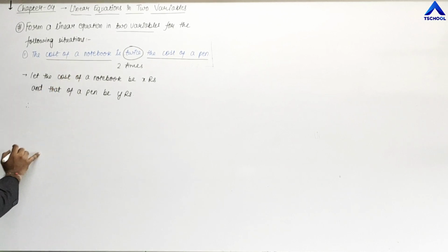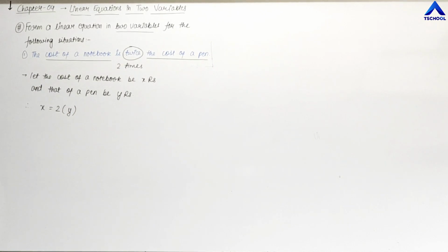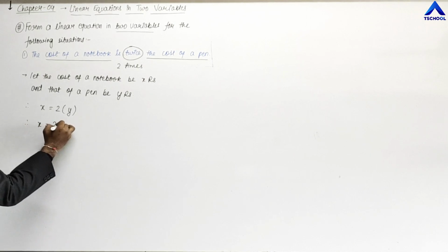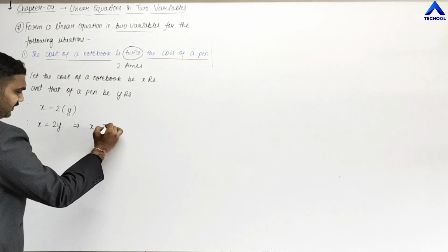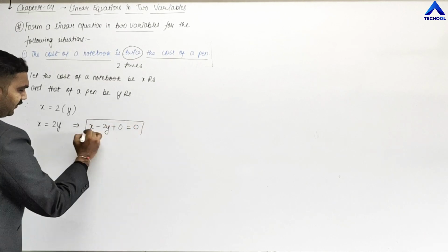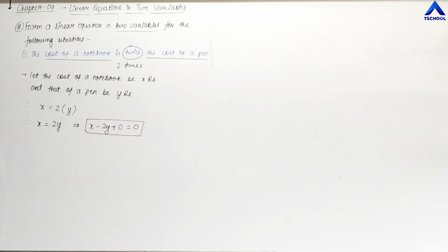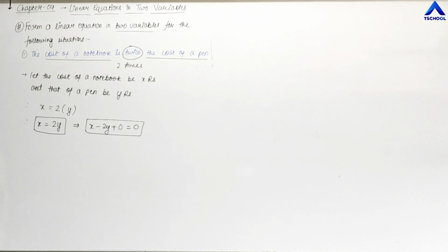Therefore, according to the given condition, the cost of a notebook is X, which is twice the cost of one pen, that is X equals 2 into Y. So the cost of one notebook is twice the cost of one pen. That gives me X equals 2Y. Or you can also write this in the standard form, that is X minus 2Y plus 0 is equal to 0. So that is the standard form of the given equation, and this equation is our answer for the given question. So that is how you can find it.